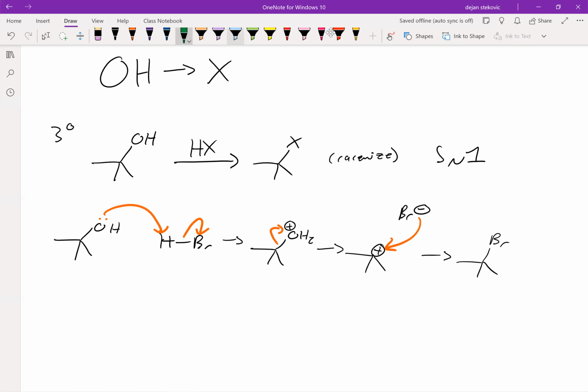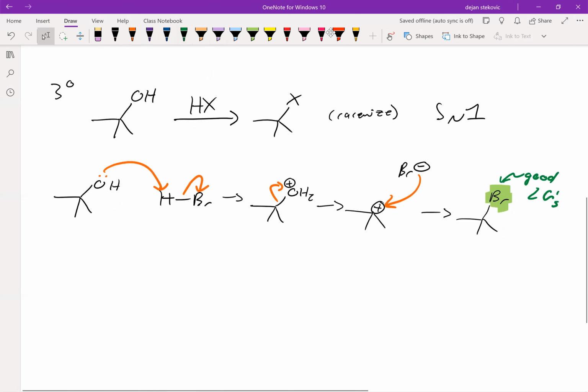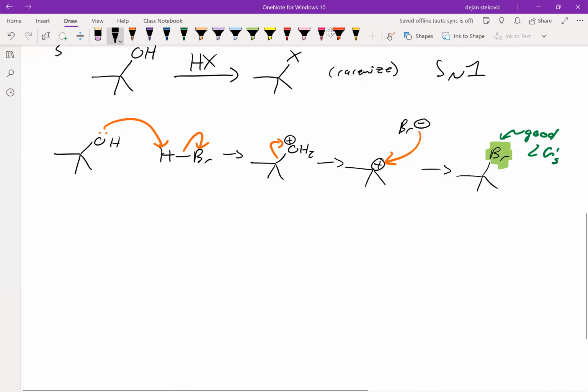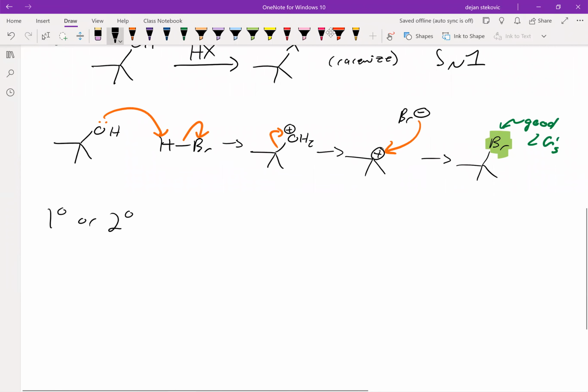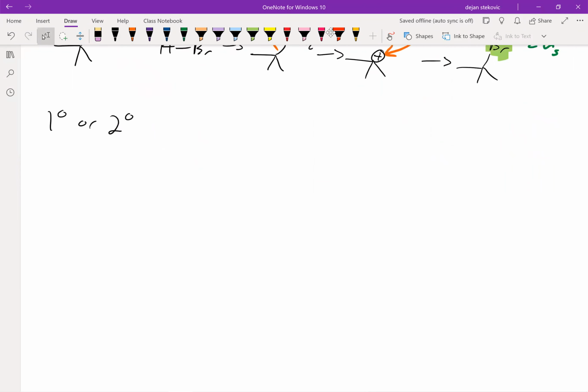And of course, these alkyl halides are good leaving groups. So then we could do some kind of nucleophilic substitution, or we could do something else with this, maybe some elimination reactions or whatever you want to do. If you have a primary or secondary alcohol, then what we can do to transform them into alkyl halides is use specific reagents.